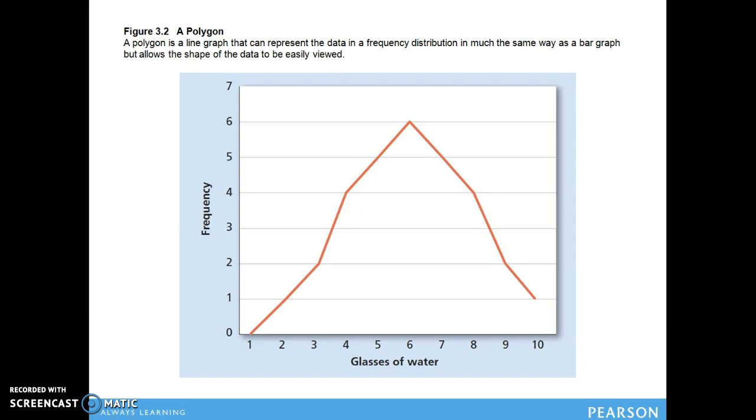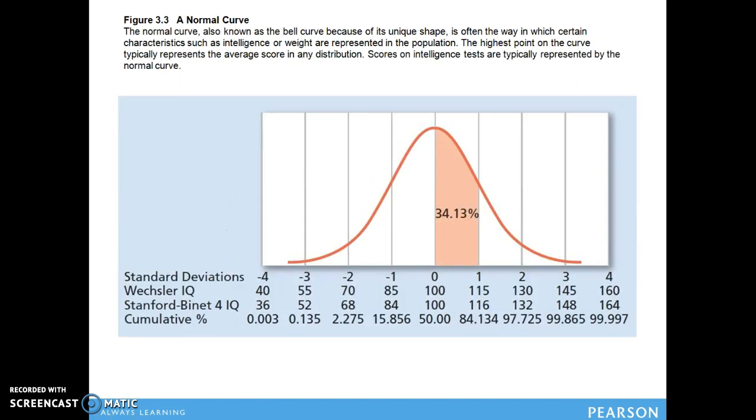We have this line graph here. This is also an appropriate one. But, again, this is a normal curve, or a bell curve, because it's shaped like a bell. And it's the golden standard. Now, what's important to know here is, especially for an intelligence test, a bell curve is very useful for identifying who is very intelligent and who is not very intelligent.